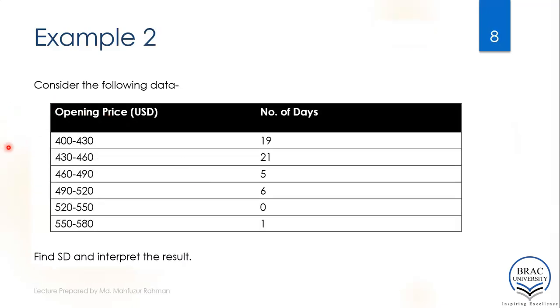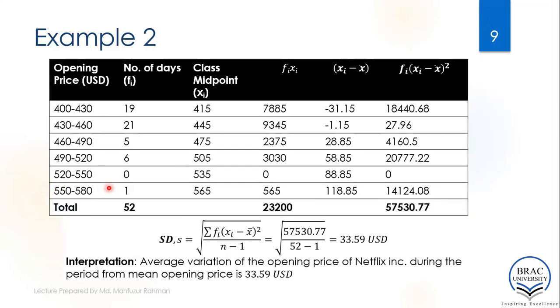Now for grouped data, we are going to use the same example, and in a similar way we find the squared sum of deviations and divide it by n-1, and then take the positive square root, and we get 33.59 USD. That's our standard deviation for this data set. And we can say the average variation of the opening price of Netflix Incorporated during the period from the mean opening price is 33.59 US dollars.